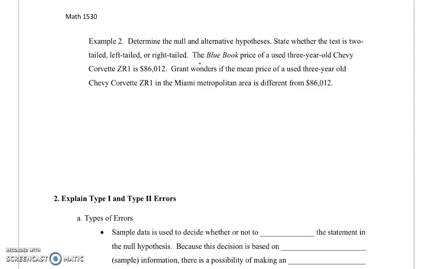So the Blue Book price of a used 3-year-old Chevy Corvette ZR1 is $86,012. Grant wonders if the mean price of a used 3-year-old Chevy Corvette in the Miami metropolitan area is different from $86,012.